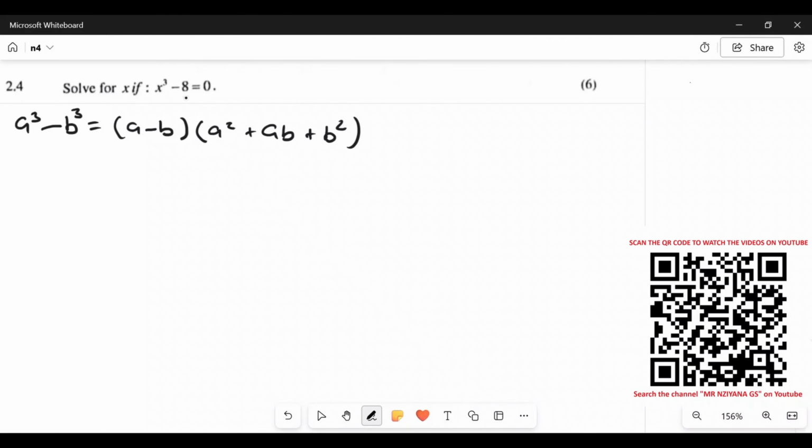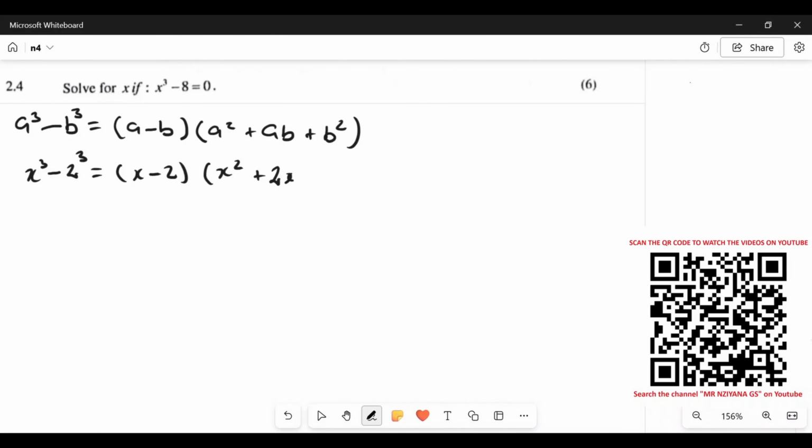So let's look at our equation there. As you can see, this equation here has x cubed minus 8. So we can rewrite it like this. X cubed, instead of writing 8, you can write 2 to the power of 3. All right, so from here, let's expand it. So we have x minus 2, remember? And then from there, we square a. In our case, a is x, so it's going to be x squared plus a multiplied by b. In our case, a is x and b is 2, so it's going to be 2 multiplied by x.